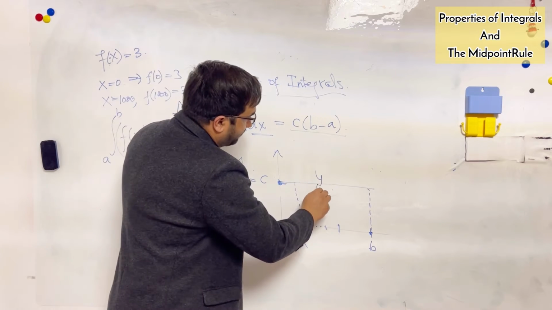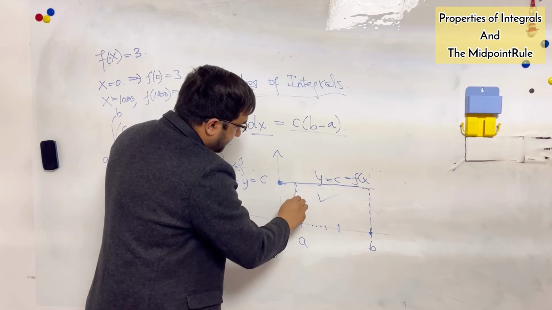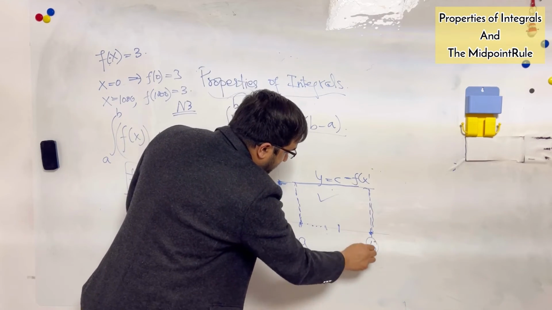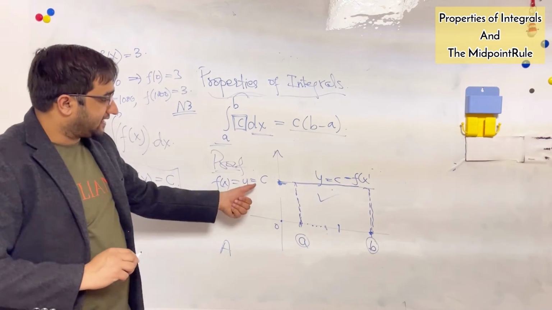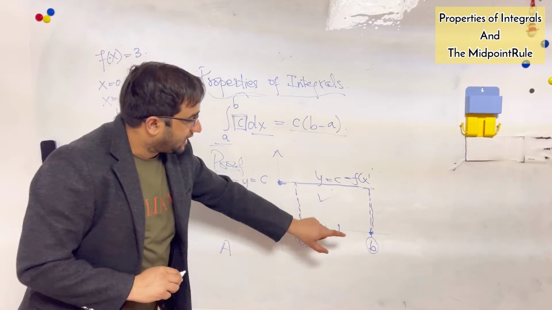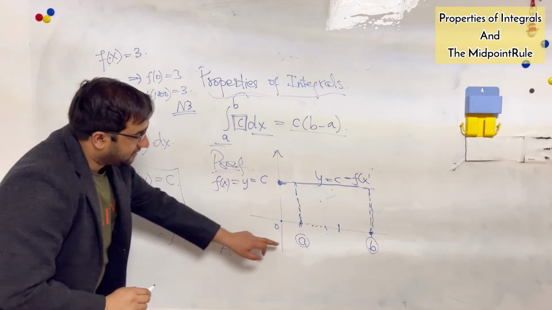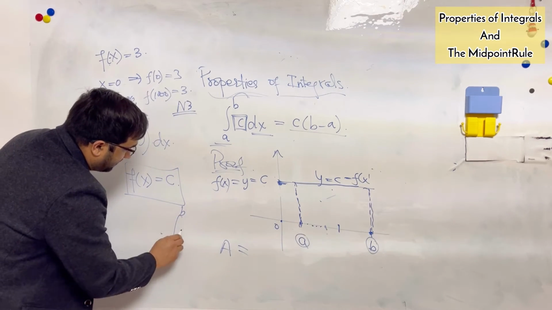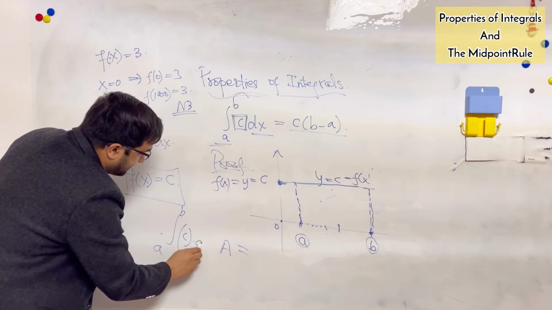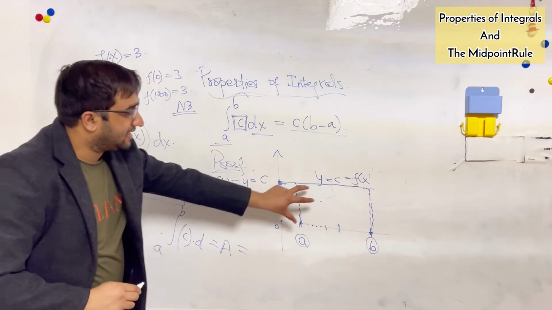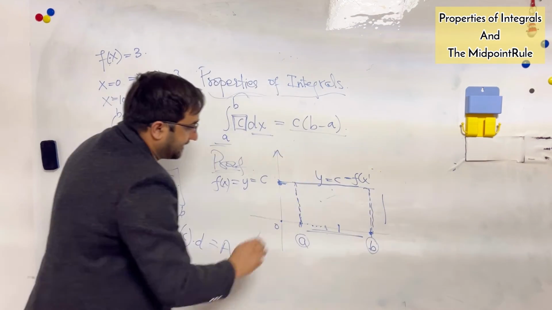This is the curve, y equals c. This side is the function, and these sides are coming from these points. These are straight lines, but this straight line is coming because the function was constant. So I finally got a rectangle, and what is the area? It is the integral from a to b of c dx, and this is equal to what? It is the area in this region, that is this side times this side.